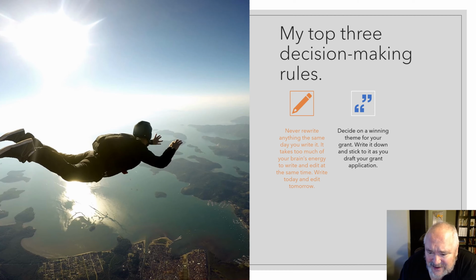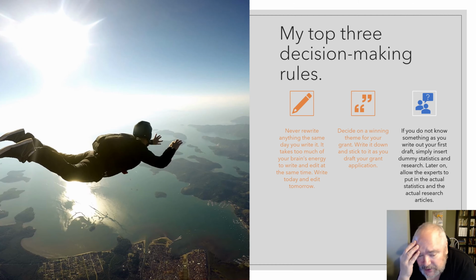Next, decide on a winning theme. You need to pick one theme that advantages your charity over all the other charities. Write it down and stick to it as you draft your grant application, and that will save you an awful lot of time.